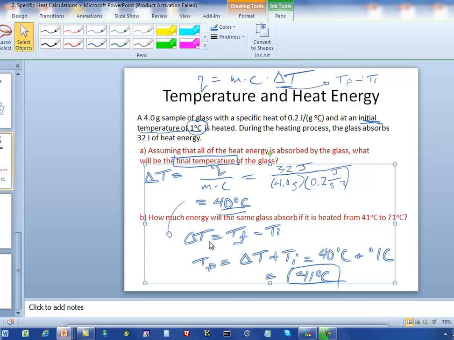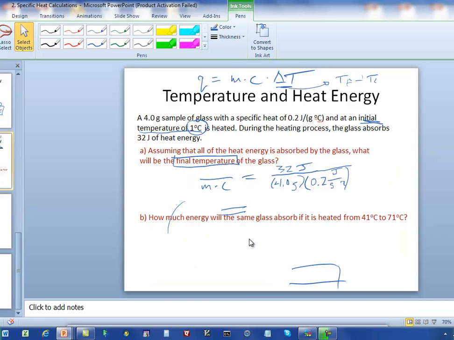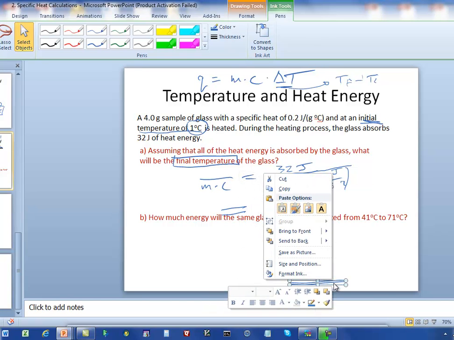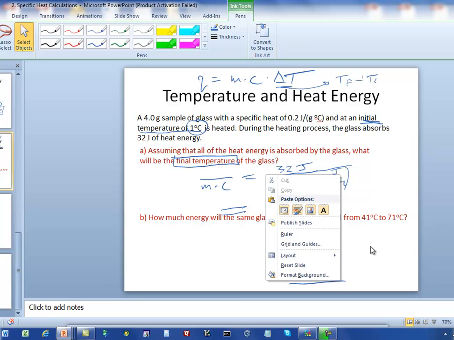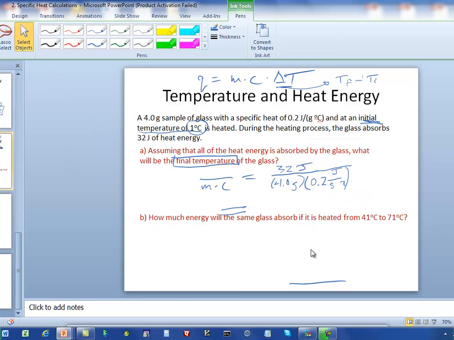Otherwise, I'm going to clear the boards here a little bit. All right, finally, how much energy will the same glass absorb if it's heated from 41 to 71 degrees? Okay, so I think we can immediately see that the delta T here is going to be positive 30 degrees, right? Because the temperature is increasing.